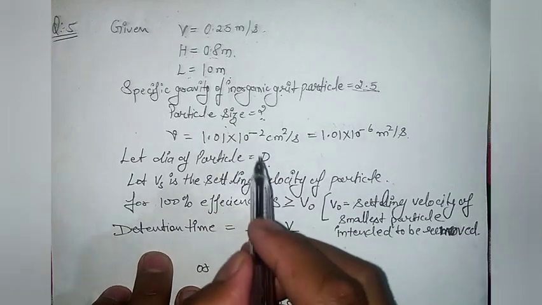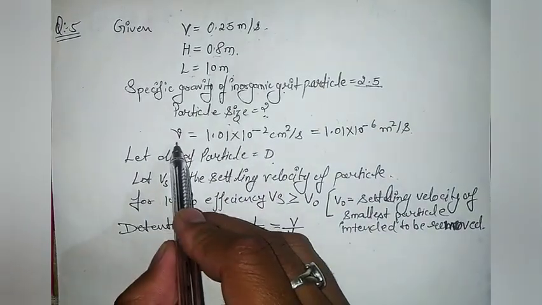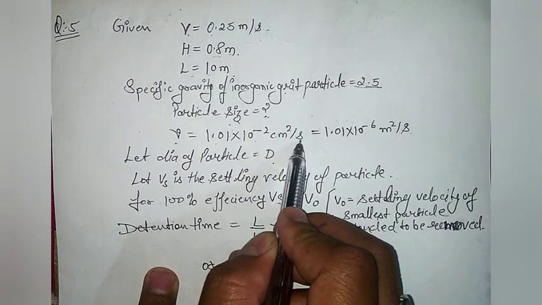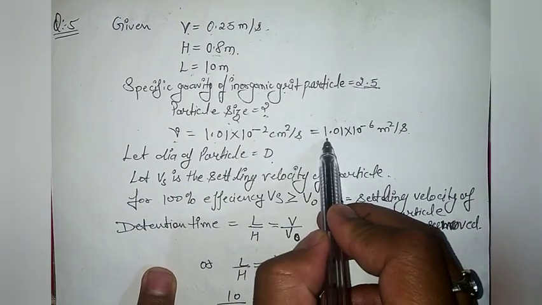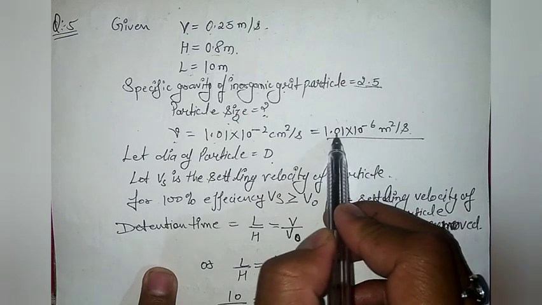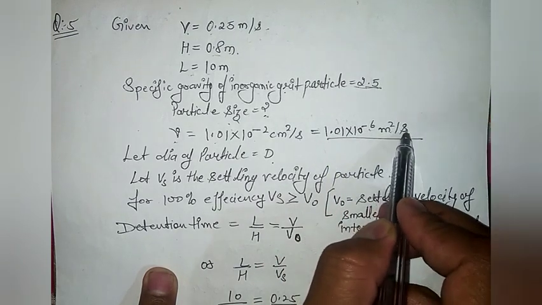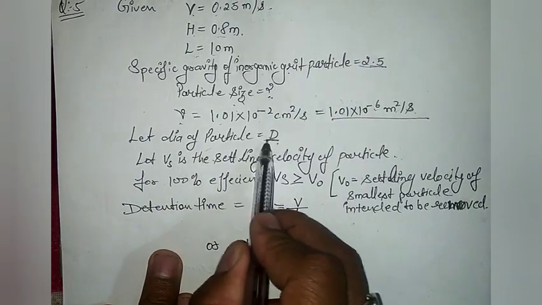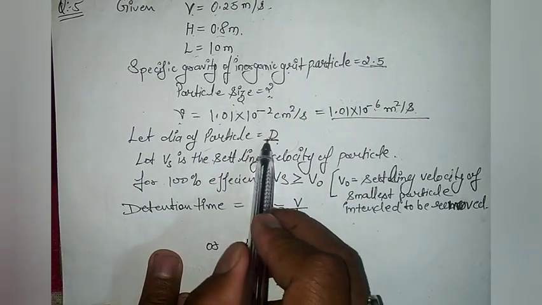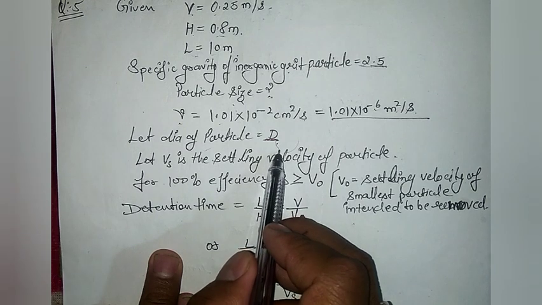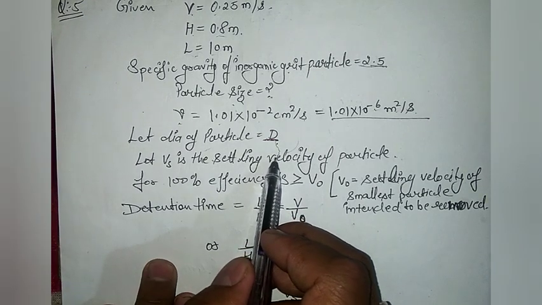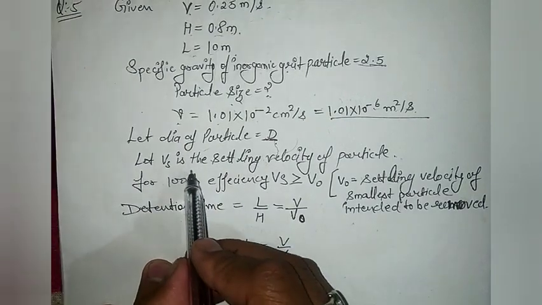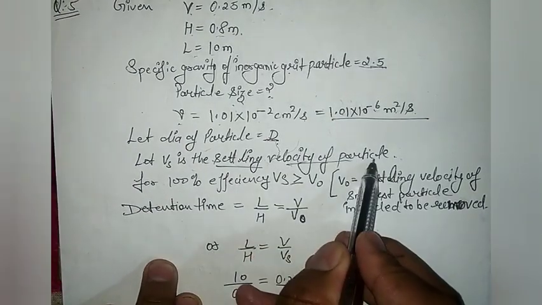We are also provided with the kinematic viscosity, 1.01 × 10^-2 centimeter square per second. We'll change it into meter square per second, 1.01 × 10^-6 meter square per second. So let us take the diameter of the particle as D. As we have discussed, we always take the particle to be spherical. So let the diameter of the particle be capital D. Let Vs be the settling velocity of the particle.